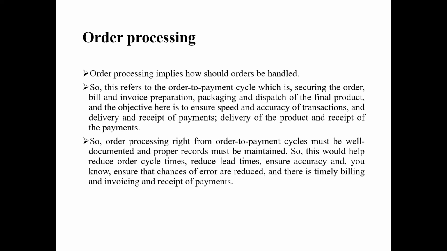So what is the main objective here? The objective is to ensure speed and accuracy of the transaction, the delivery of the product and the receipt of payment. Basically what we are doing is delivering the product and taking the receipt. So order processing is the order to payment cycle. Here this has to be properly documented and proper records have to be maintained. What happens due to this is it reduces the order to payment cycle. It also reduces the lead time, ensures accuracy, reduces the chances of errors, and there will be timely billing, invoicing and receipt of payments. So everything that is to be covered from order to payment will be in order processing.